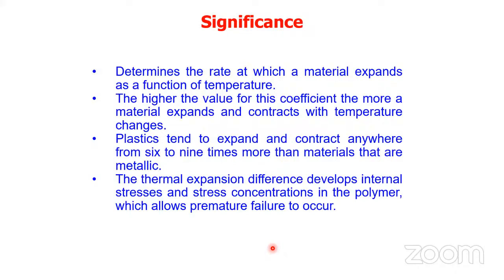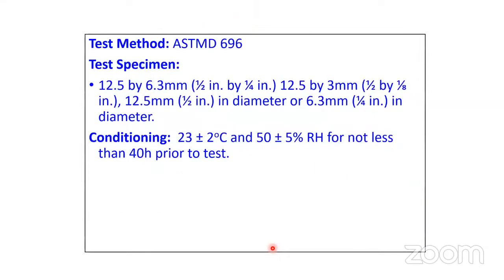Plastics tend to expand and contract anywhere from 6 to 9 times more than metallic materials. Obviously, metals can't perform in a similar way. With plastics, we can expand, contract, expand and contract again and again, but not with metallic materials. The thermal expansion differences develop internal stresses and stress concentrations in the polymeric system, which allows premature failure to occur.